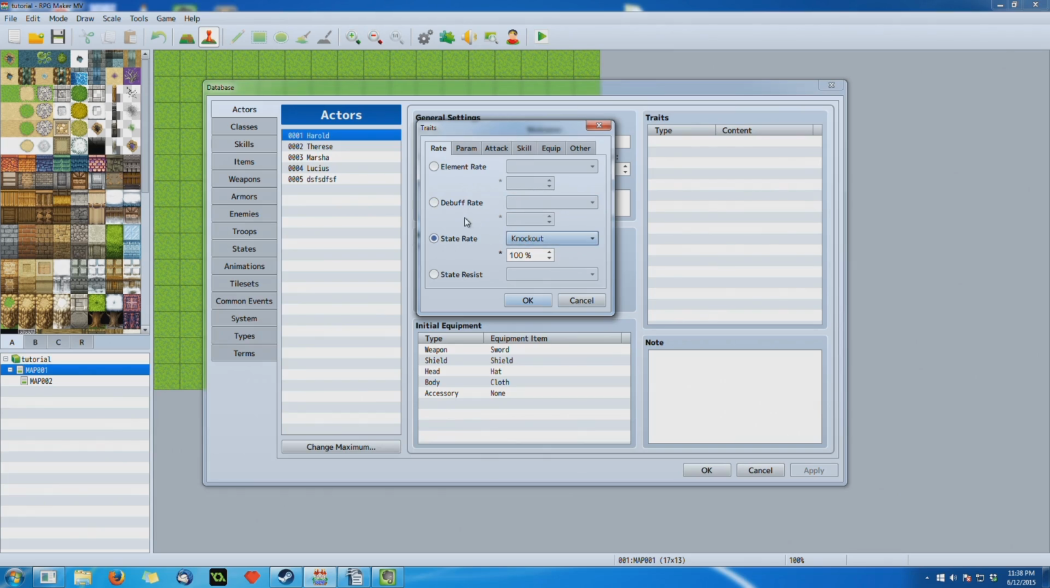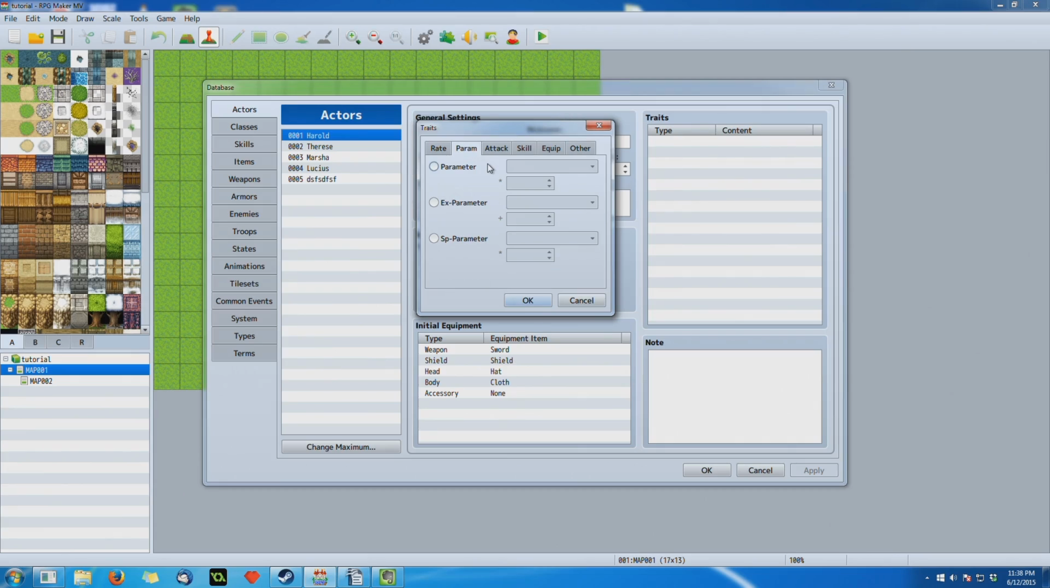The state rate works similar to the debuff rate. Say you have a skill that adds a state of poison with a 20% chance of that state being added. If we set this state rate to 200%, then we'll have a 40% chance of that state being successfully added. So that's how that works. State resist means that whatever we have this tied to, say we set it to Harold here and set it to poison, that means Harold can never get poisoned. So this is like immunity. And that's all the rates, that's how they work.